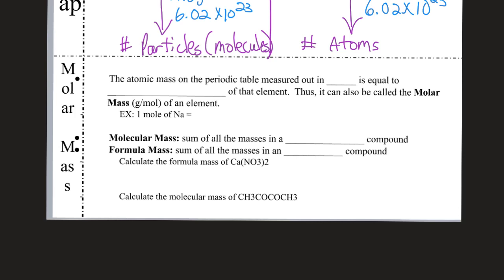The mass on the periodic table, if you measure it out in grams, is equal to 1 mole of atoms of that element. So you can also call it the molar mass. For example, when you look on the periodic table, a mole of sodium is 22.99 grams. Very important to put grams. If I just leave that 22.99, I don't know if I'm talking about a mole of the substance or if I'm just talking about a single atom.